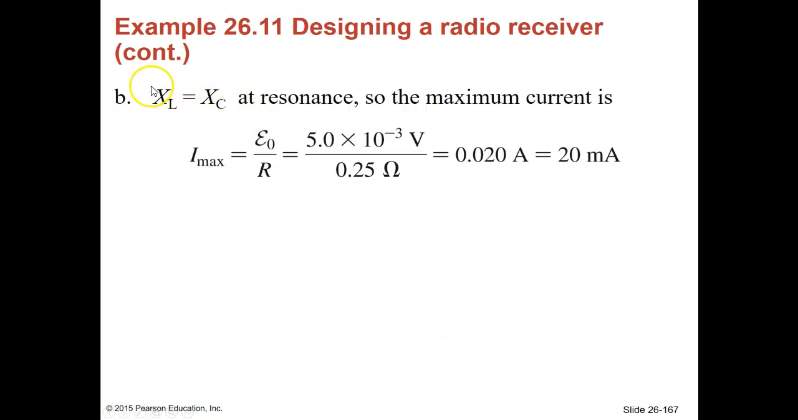At resonance, we know that the reactance of the inductor is equal to the capacitive reactance. So the maximum current is going to be our potential over our resistance. And so that's just 20 milliamps or 0.02 amps.